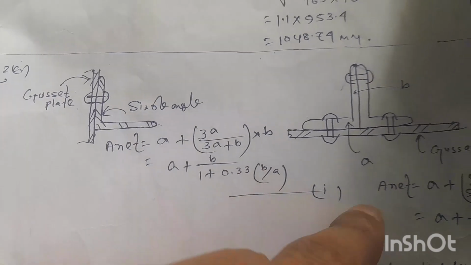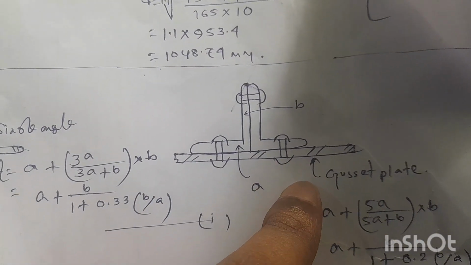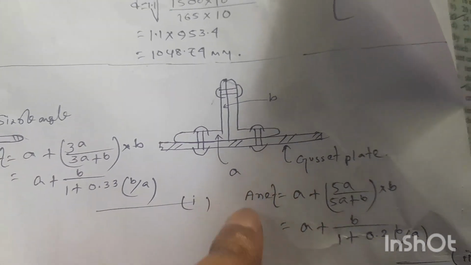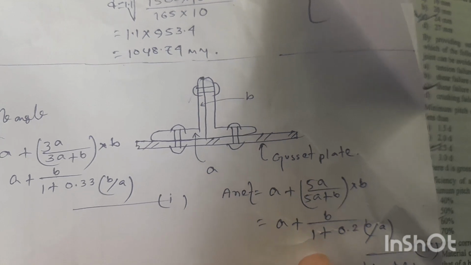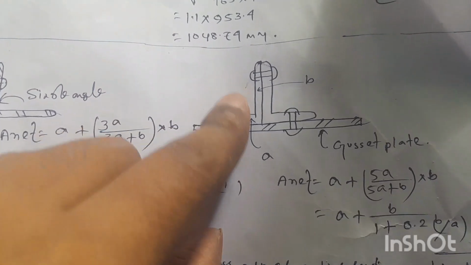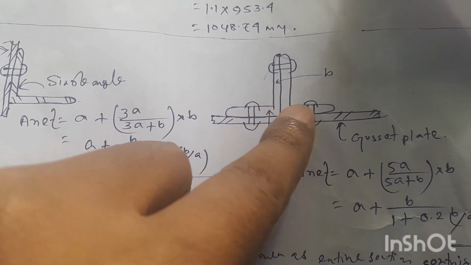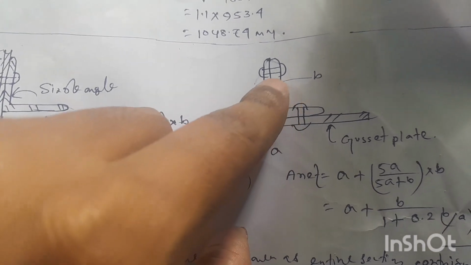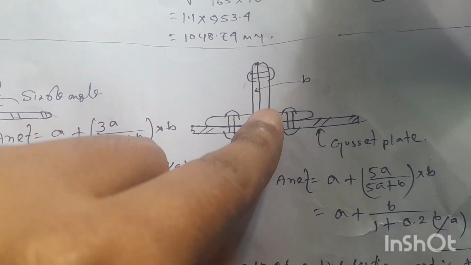And if this is a two angle or double pair angle, the area will be A plus B divided by 1 plus 0.2 B by A. This is a T section, so A is the area of this flange portion and B is the area of this web portion, or double angle section.